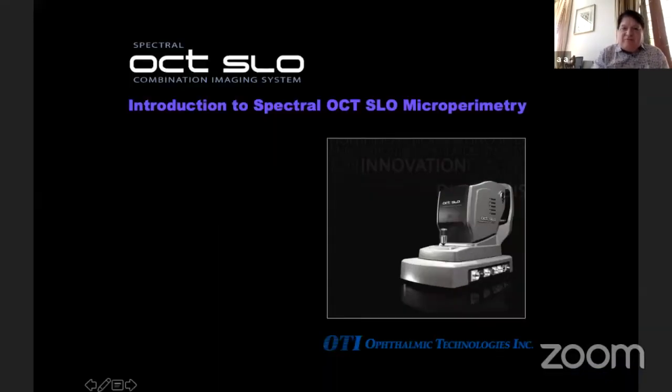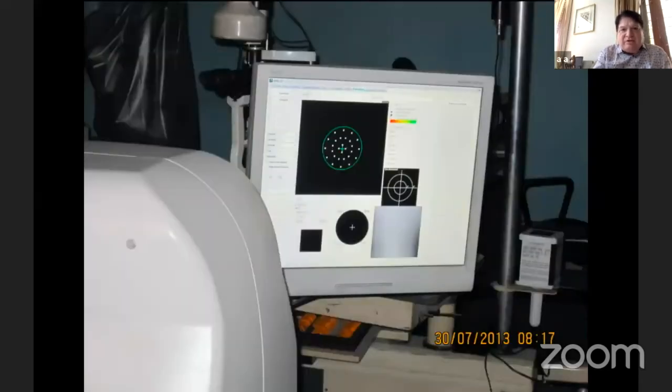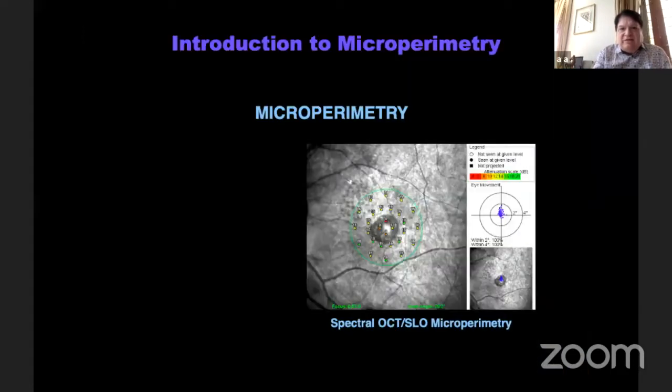Full screen, yes. So this is something which is very close to my heart. When I got this machine, I didn't know what to do with it, and gradually I realized that this is something very, very important for understanding the diseases and their function. If you have a lesion like this and you don't know what is happening in it, and you want to know what the functional status is, this machine gives you the idea as to what is the exact function of that small area.